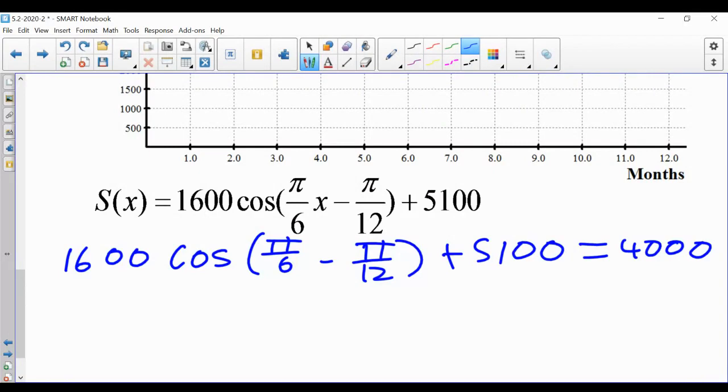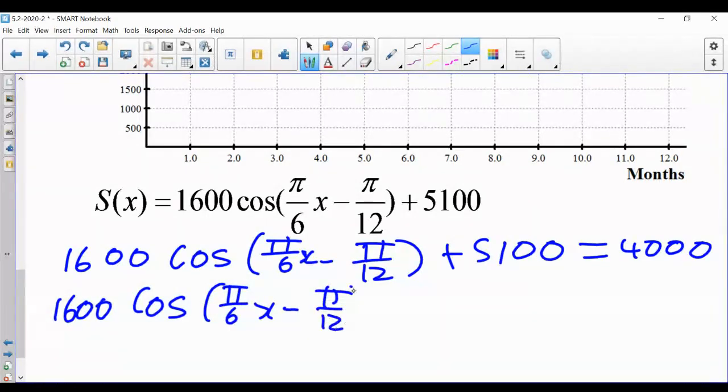So let's use our equation solving techniques now to solve this. Where would I go next to solve this? How would I isolate, oh, I'm missing an x, am I not? Yeah. How would I isolate that x which was missing all along? What's the first step in isolating the x? Take the 5100 away from the 4,000. Good, we'll do that. So 1600 cosine of pi over 6 x minus pi over 12 is equal to the 4,000 minus 5,100.